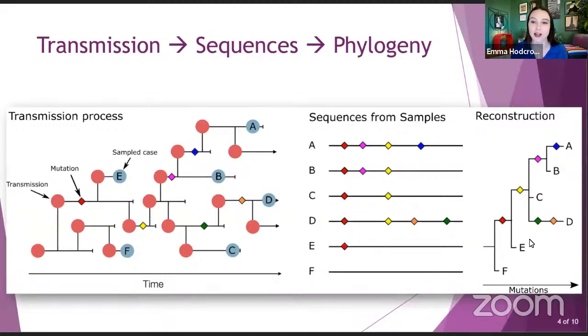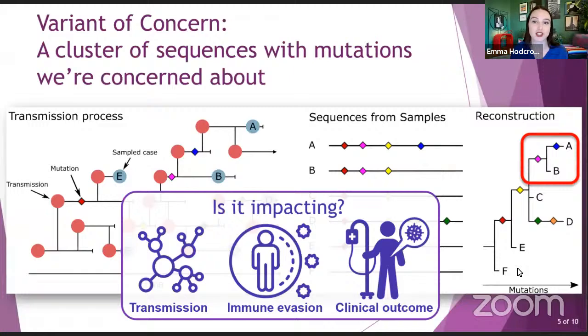And this lets us create a graph we call a phylogeny. It's essentially a virus family tree that shows us how different sequences are related, how the virus has moved around the world over time, and perhaps most importantly, how the virus has changed and acquired new mutations. When we talk about a variant of concern, we mean a cluster of these sequences close together in the family tree that have mutations that we're concerned about. For example, mutations that could impact transmissibility, immune evasion, and clinical outcome.